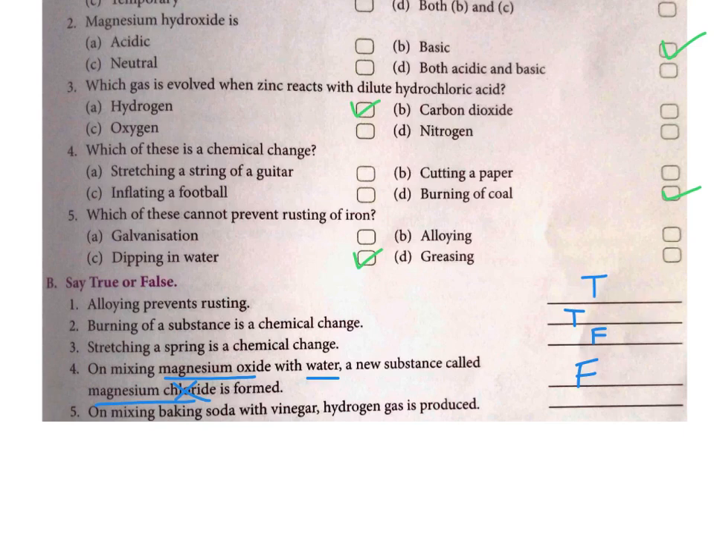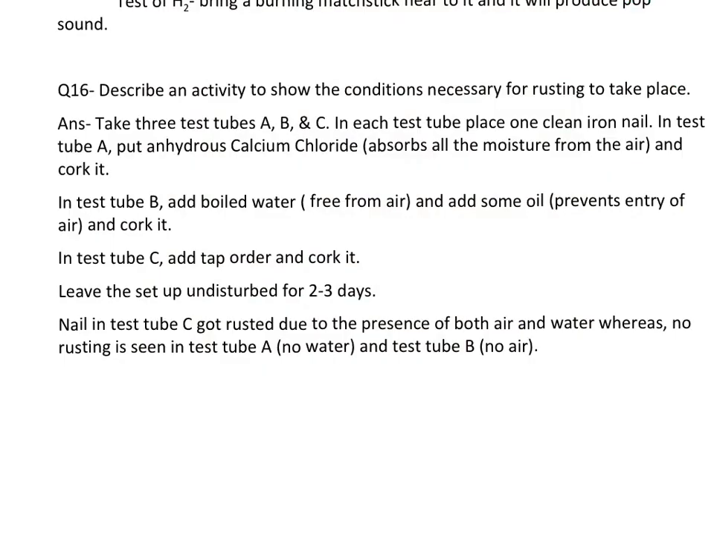Fifth, on mixing baking soda with vinegar, hydrogen gas is produced. I hope you know hydrogen gas is not produced here. Instead, carbon dioxide gas is produced, which makes it false again. Children, now let's discuss a few questions.